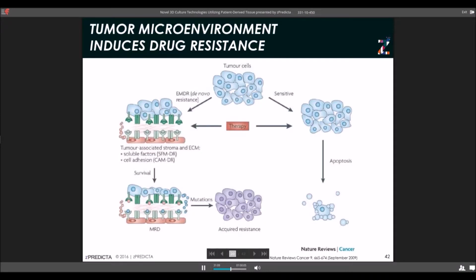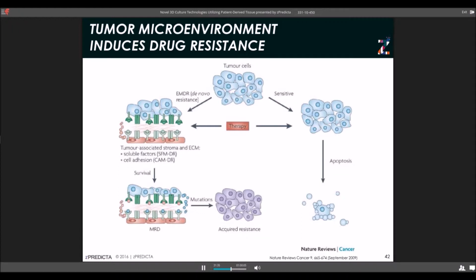In addition to really forming the correct organoids, the tumor microenvironment is also responsible for drug resistance. If you're just taking tumor cells and treating them with drugs, in most cases in standard cultures, the cells will be sensitive to the therapy and will die. This is shown on the right-hand side of this image.